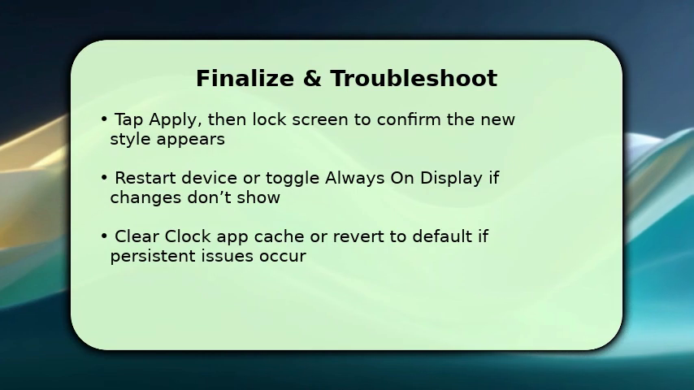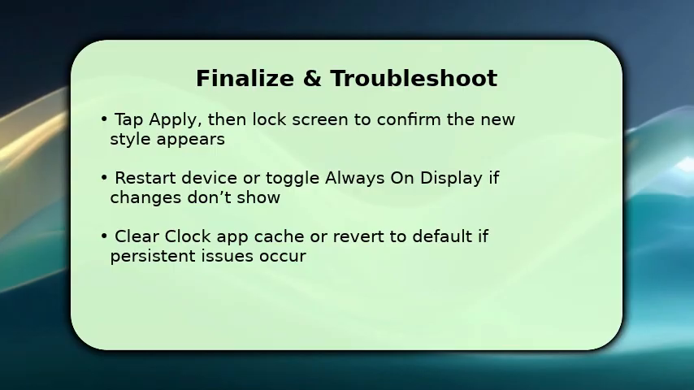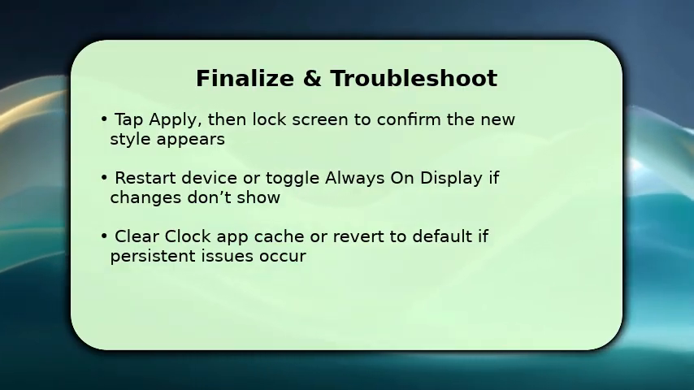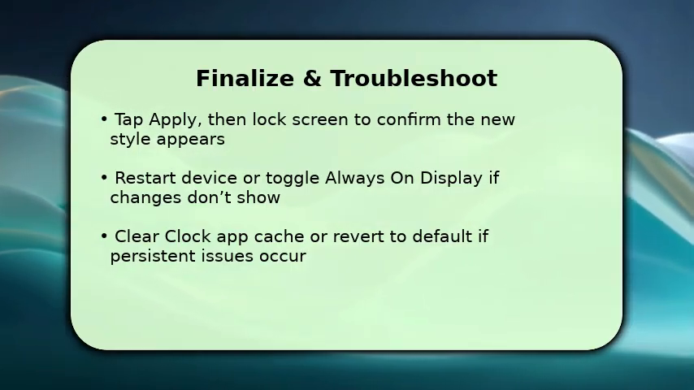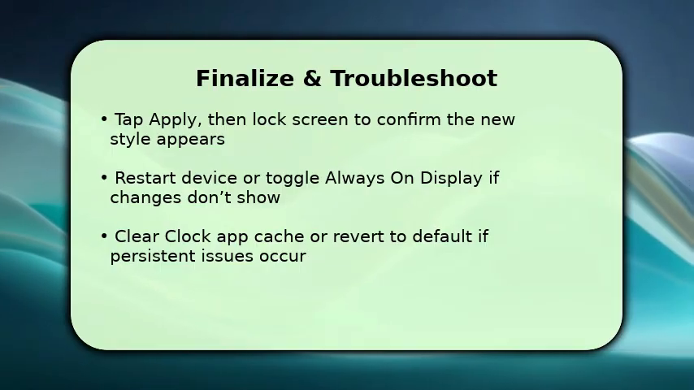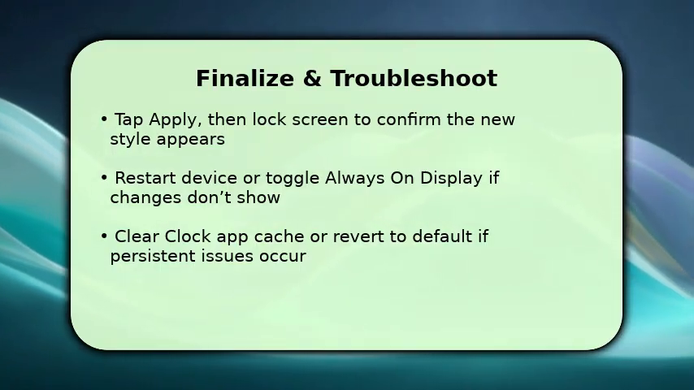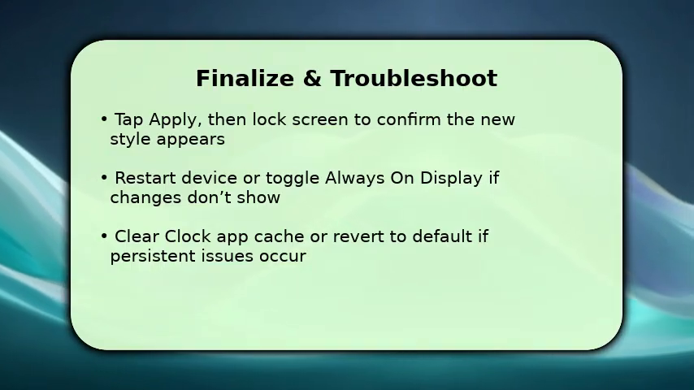If it doesn't show, restart the device or toggle Always on Display off and on to force a refresh. Make sure any third-party lock screen apps are disabled because they can override HyperOS settings. If problems persist, clear the clock app cache or revert to the default style, then reapply. This usually resolves corrupted previews or theme conflicts, so your chosen clock displays correctly.